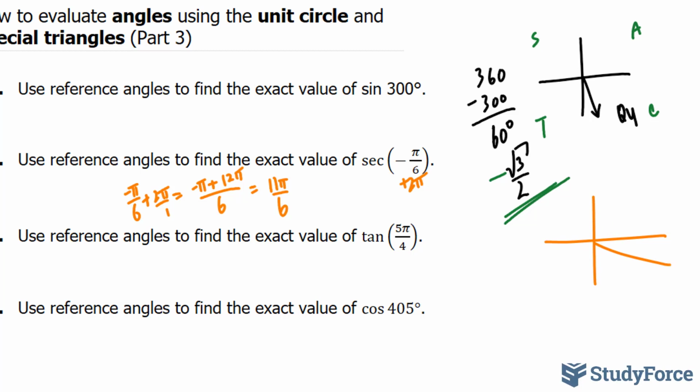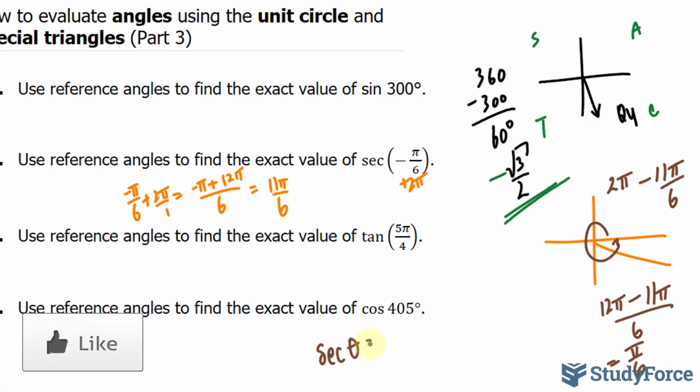To find its reference angle, just like we did in question number 1, we're going to take 2 pi, a full circle, and subtract it from 11 pi over 6. If we do this correctly, and I'll show you manually, 6 times 2 pi is 12 pi minus 11 pi, and this leaves us with pi over 6. Now secant is a reciprocal function of cosine. In fact, secant theta is equal to 1 over cosine theta.